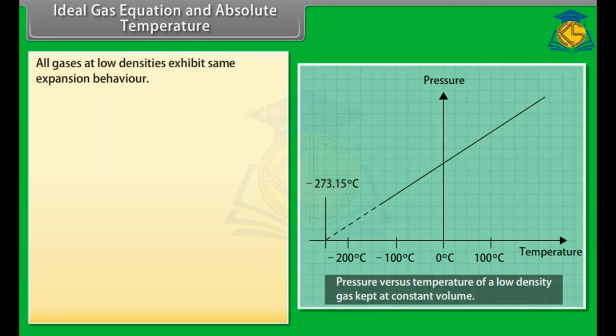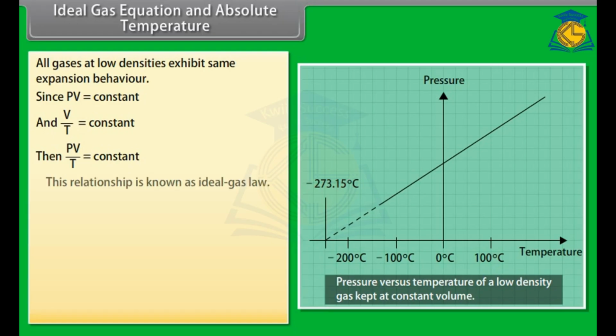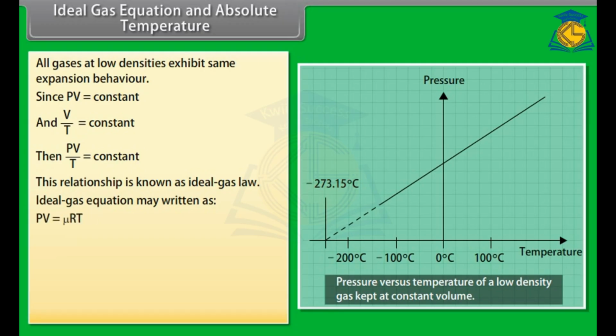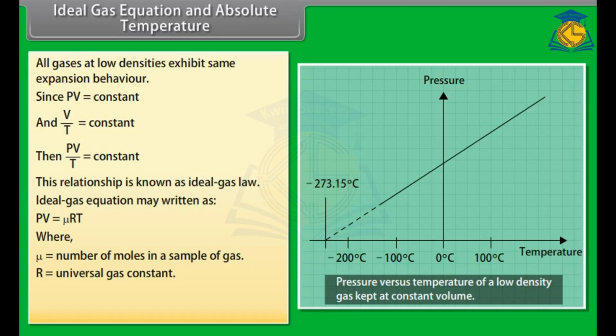Ideal gas equation and absolute temperature. All gases at low densities exhibit the same expansion behavior. Since PV is equal to constant and V/T is equal to constant, then PV/T is also constant. This relationship is known as the ideal gas law. The ideal gas equation may be written as PV = mu RT, where mu is equal to the number of moles in a sample of gas and R is equal to the universal gas constant.